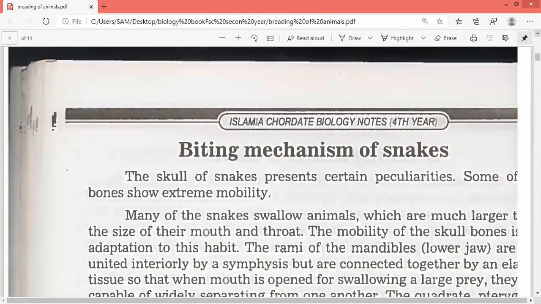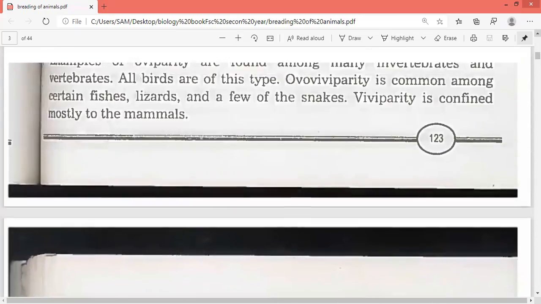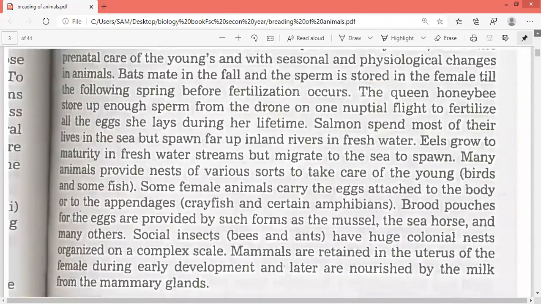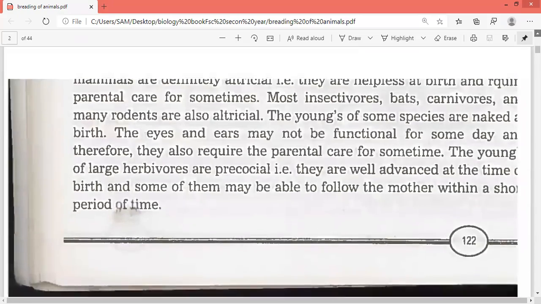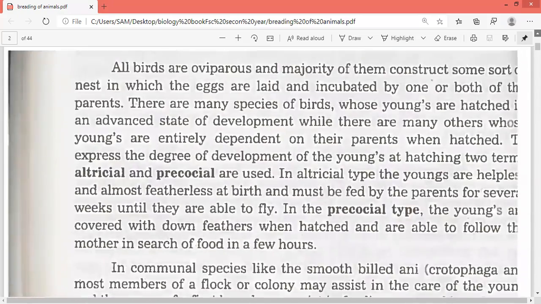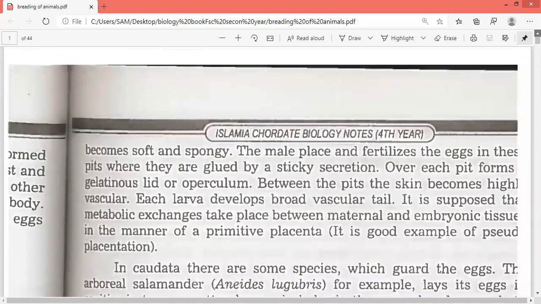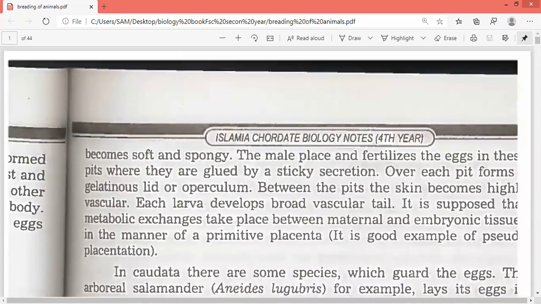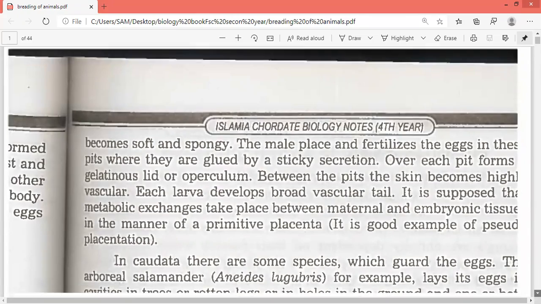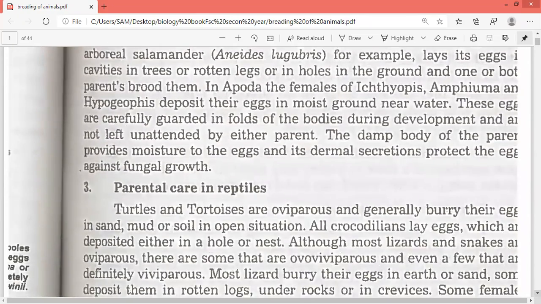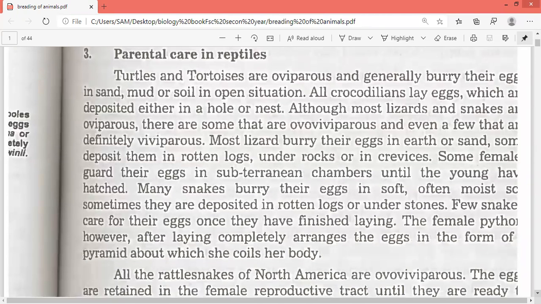Inshallah, we will start the biting mechanism of snakes next week. And I would like you to learn the adaptation topic again. This is your task, and I have given you a task before that you have to learn the topic of adaptations. But now you have to learn only cursorial adaptation.